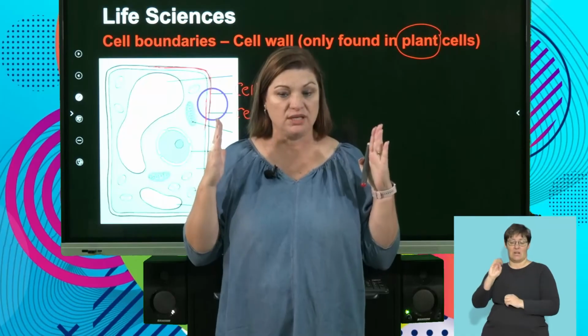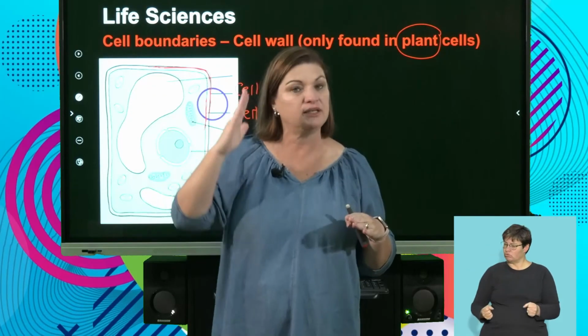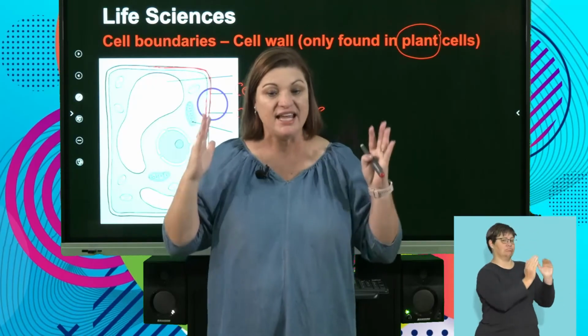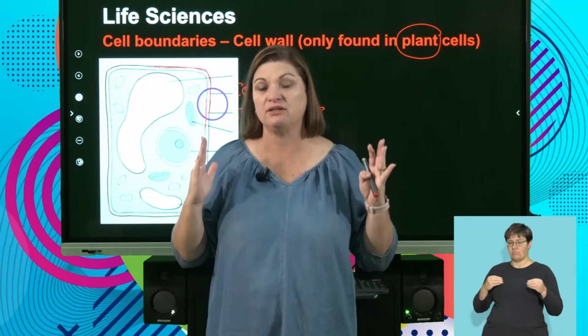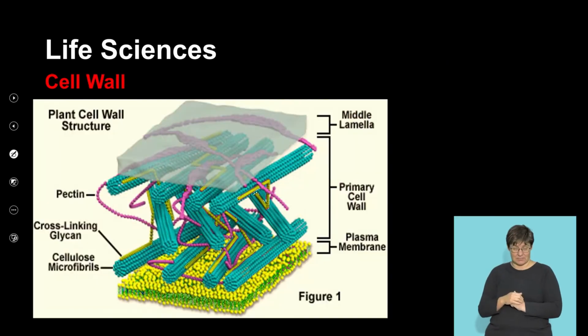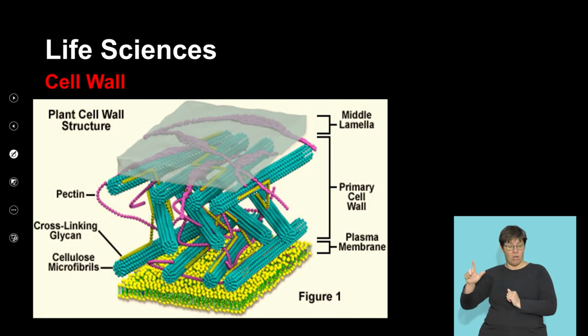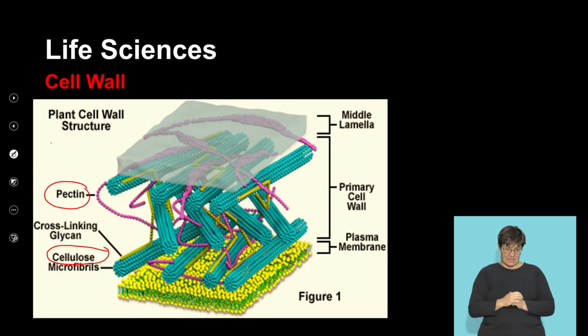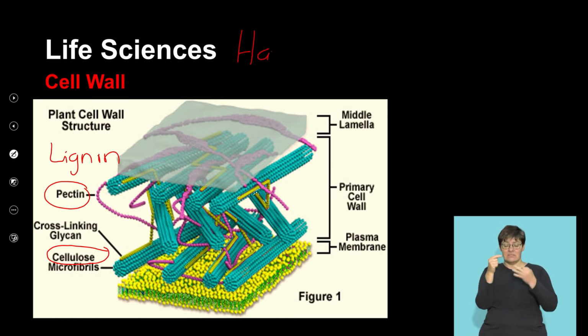Now, this cell wall is rigid. It's strong. It's not like the cell membrane that can move, right? It's actually a non-living structure. Now, when I talk about the cell wall, you don't have to know all of this, but its structure is made up of non-living materials. Most of it is made up of something that is called cellulose. There are also two other parts to it, pectin and something called lignin. And very simply, what you need to understand is these parts are hard. They are solid and they are non-living.